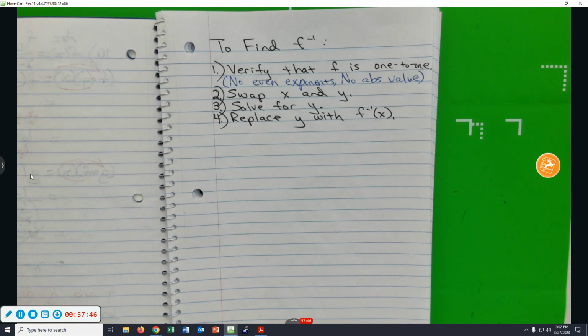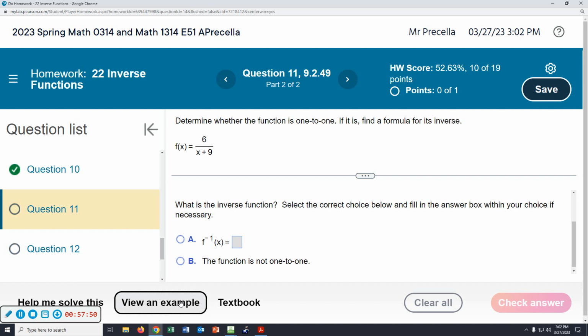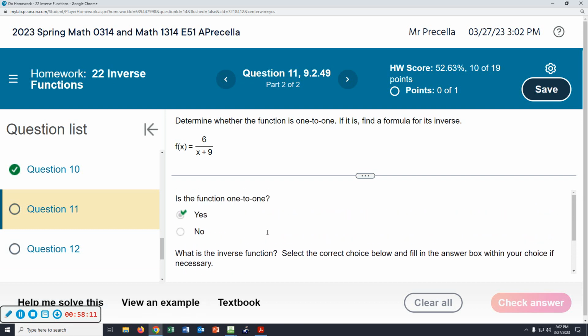Okay. So let's go back to that number 11. Okay, here's number 11. I want us to find the inverse for f of x is equal to 6 over x plus 9. I want us to find f inverse. And we've already said, yes, it's not 1-to-1.